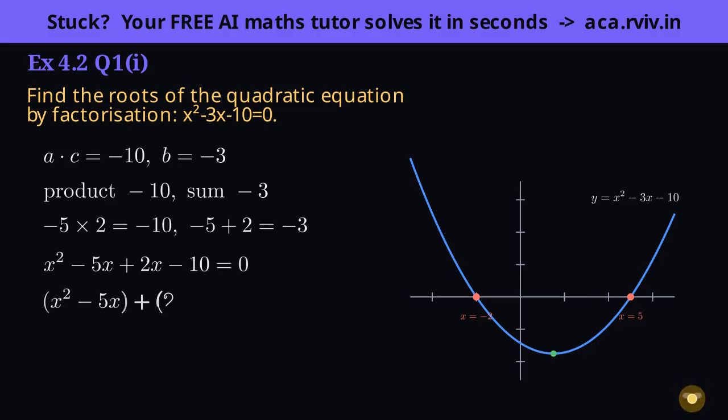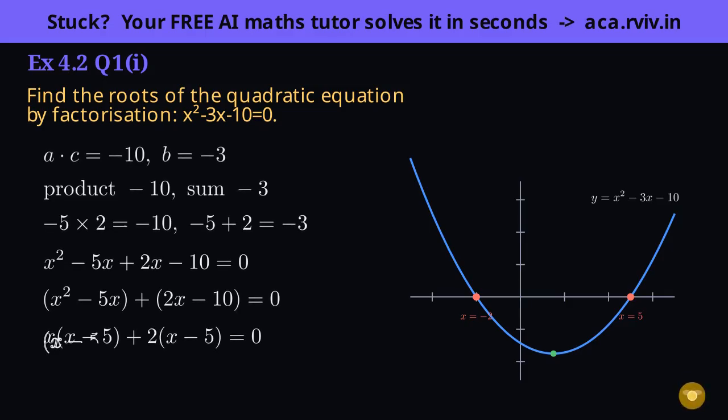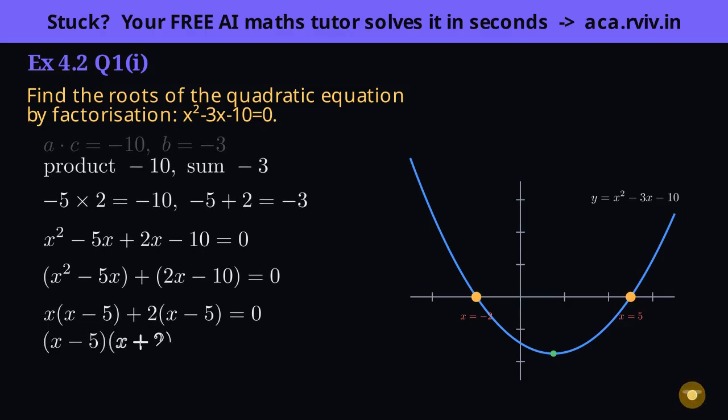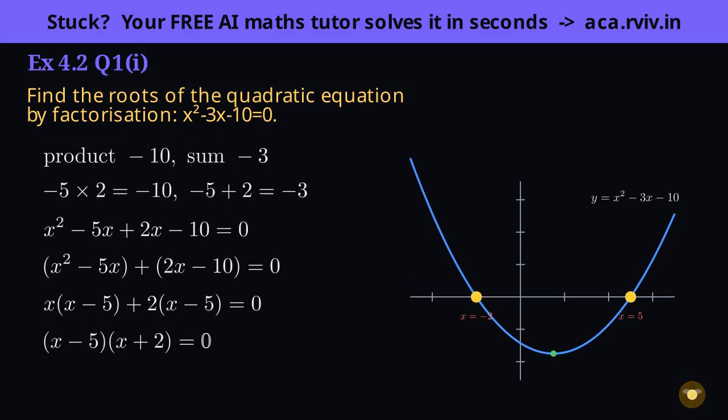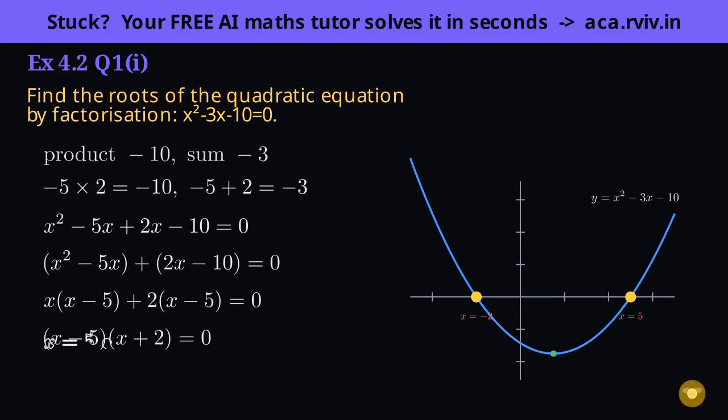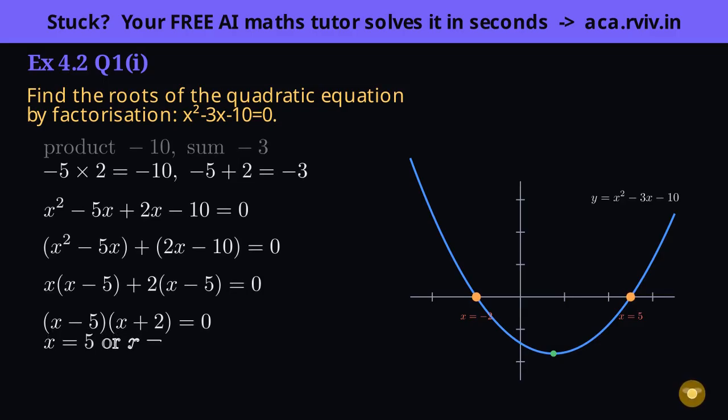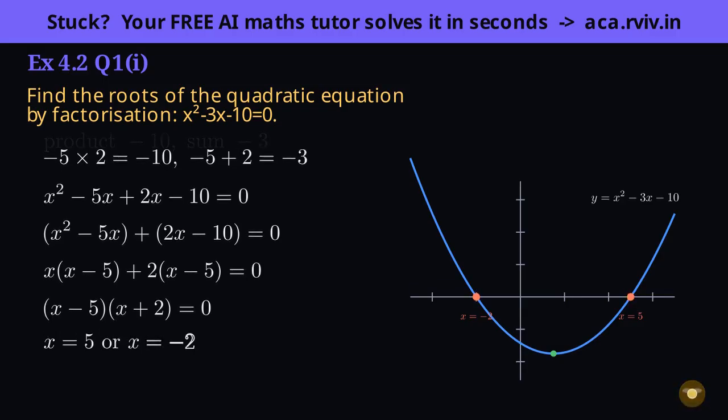Group into two neighboring pairs. Take x from the first pair and 2 from the second. Both reveal the same bracket, x minus 5. Factor out that shared bracket, leaving x plus 2 as the partner. Zero product rule. One factor must be 0. So x equals 5 or x equals minus 2.